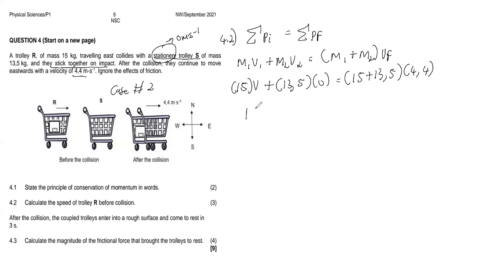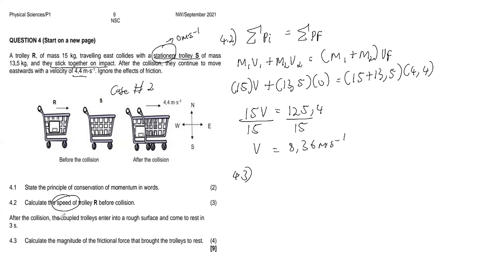Then if we calculate this, this is 15v, and punching this into our calculator, we have 125.4, and then we can divide both sides by 15. Then our velocity becomes 8.36 meters per second. Now note we are calculating the speed, so there is no need for us to include the direction, because remember speed is a scalar, it only has magnitude, right? Then let's move to 4.3.